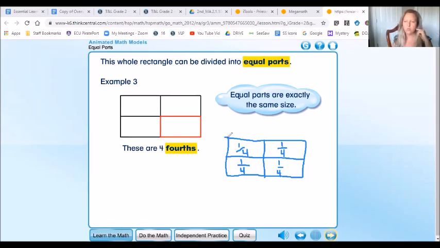Remember, it's really important when we do that to count the parts. That's how we figure out what its name is. How many parts does it have? If it has 2 parts, they're named halves. 3 parts, what are their names? Thirds. 4 parts, what are their names? Fourths.